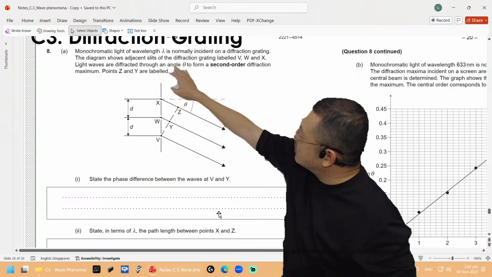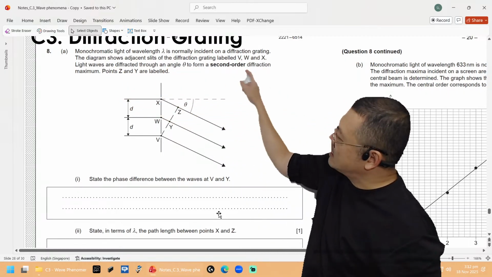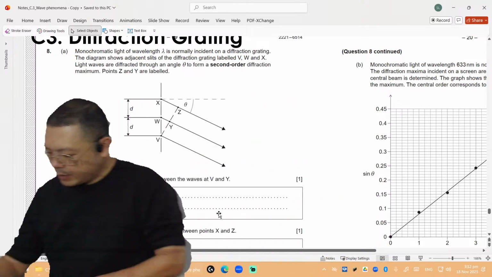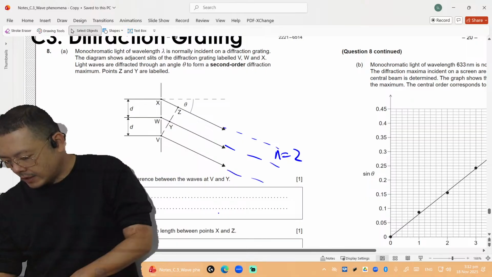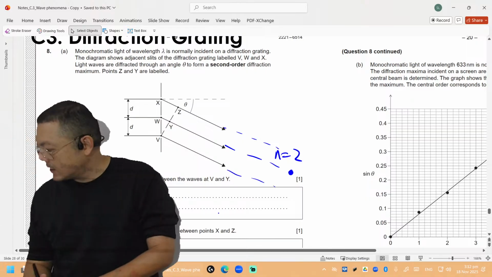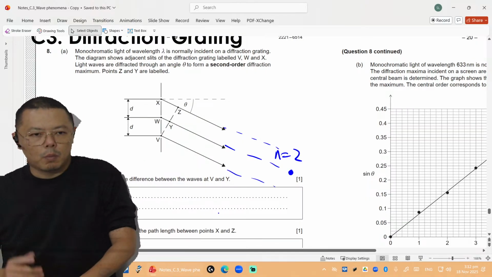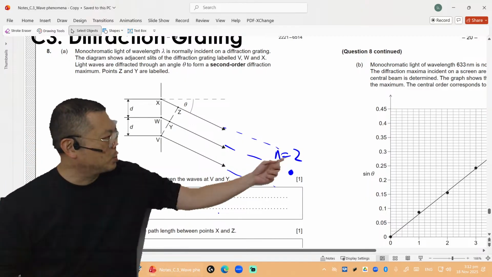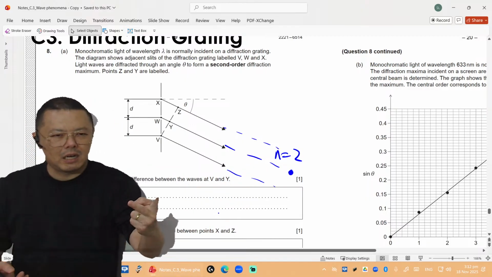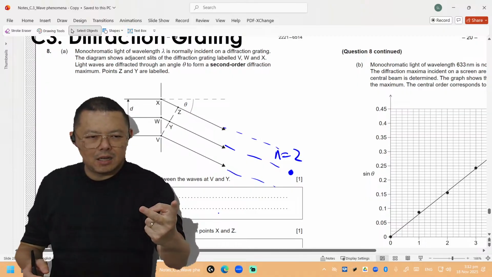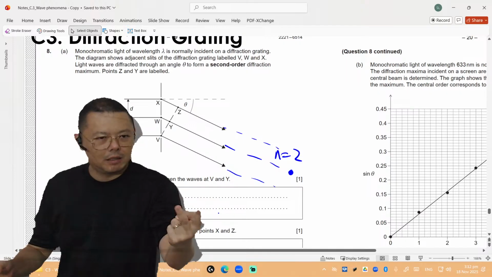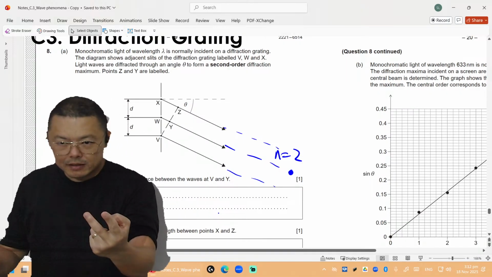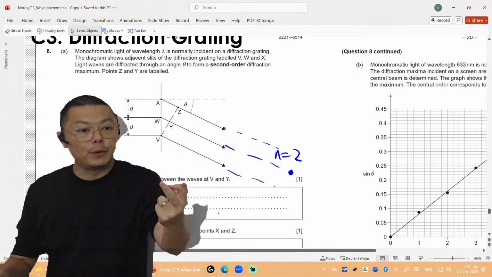Light waves are diffracted through an angle to the second order diffraction maximum. So this is your n equals 2. They will go on and form the second order maximum there. What does the n equals 2 represent again? I mean second order, yeah, but what does the number 2 represent? Like 2 of what? 2 wavelengths. So there's a path difference of 2 wavelengths, right?